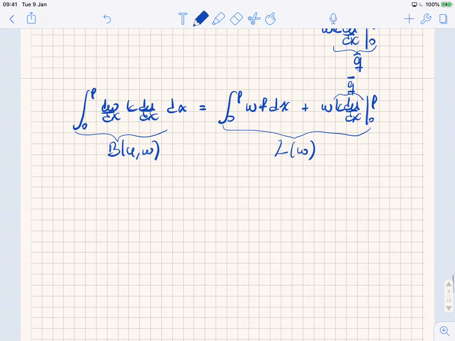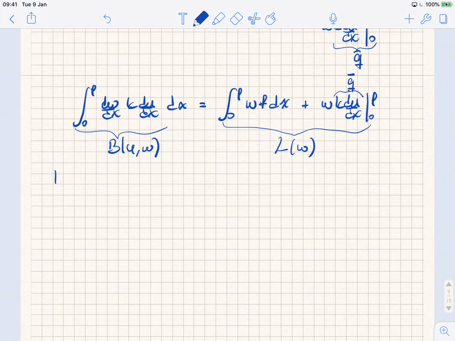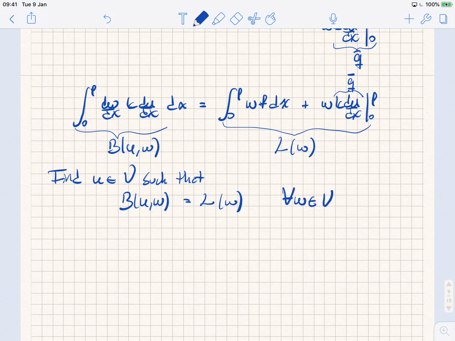All right? And so, again, our weak or variational form can be written very simply in the same terms as we did last time. Find u in some space, let's call that space V, such that the bilinear form is equal to the linear form for all w in that same space. If you remember, we defined that space very nicely last time.